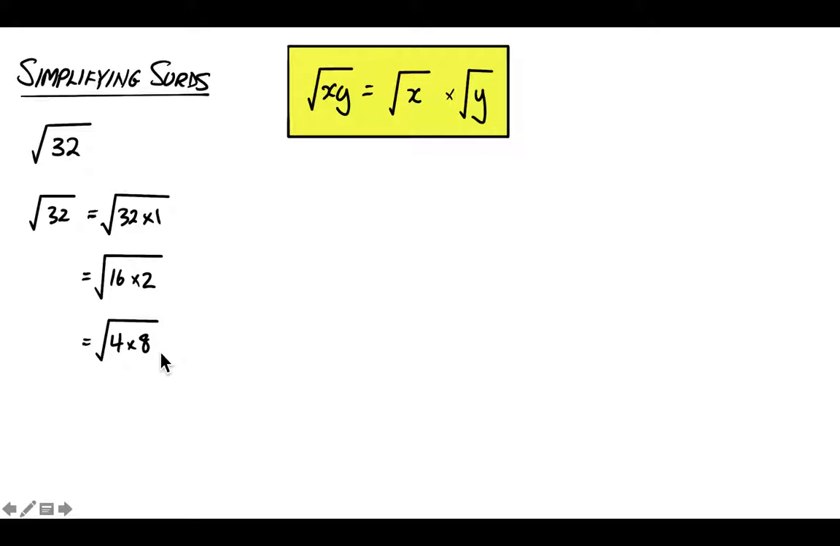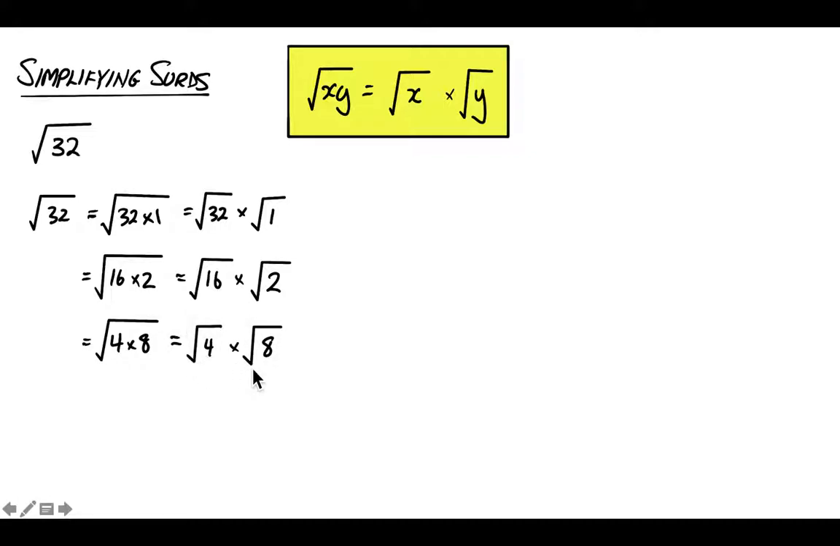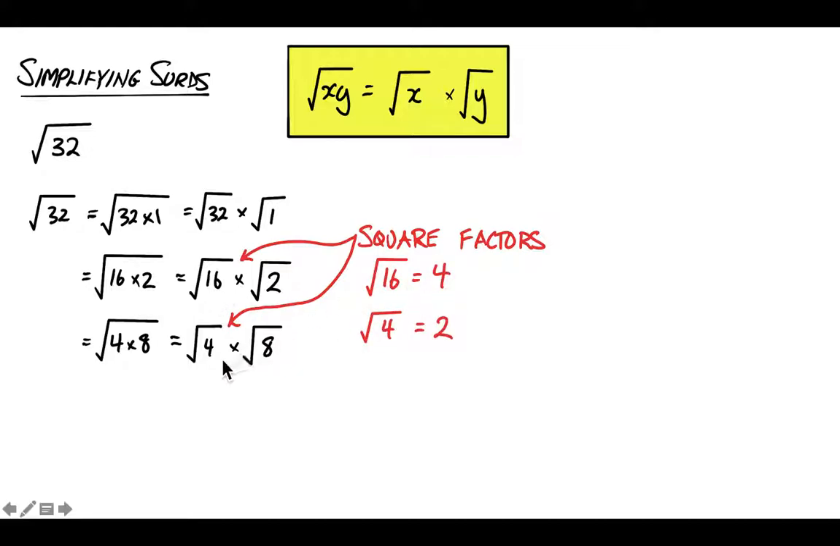My rule here says I can split them apart. So I could write that as the square root of 32 times the square root of 1. I could write this as the square root of 16 times root 2, or I could write this as root 4 times root 8. What I'm looking for here is square factors. In other words, numbers that are square numbers, because I can undo that square easily. Because I know the square root of 16, for example, is 4. I know that the square root of 4 is 2. So I could replace those with integers, whole numbers.